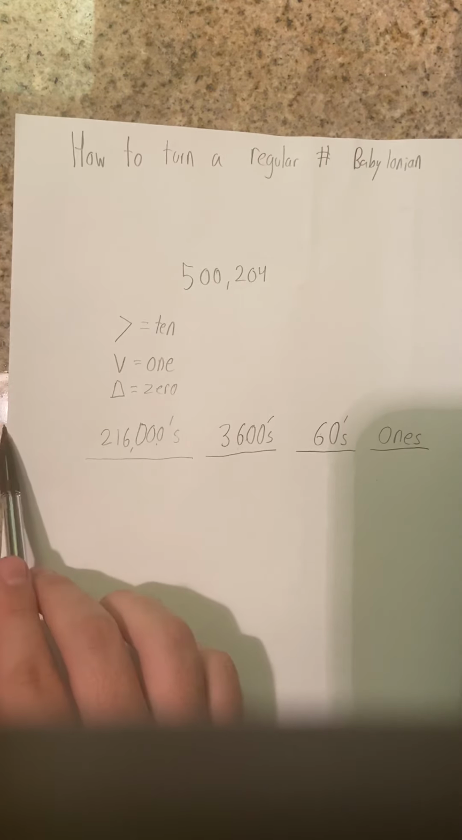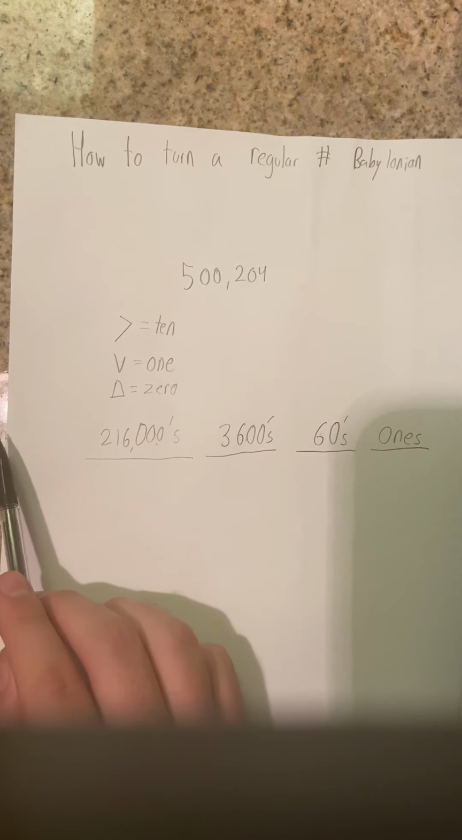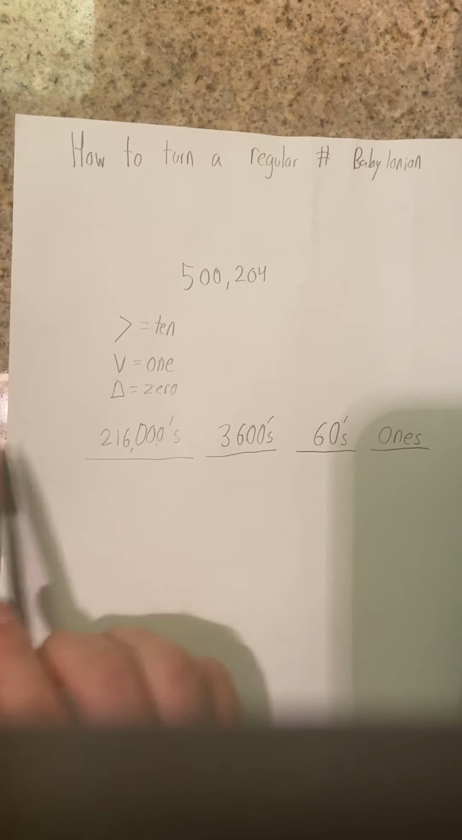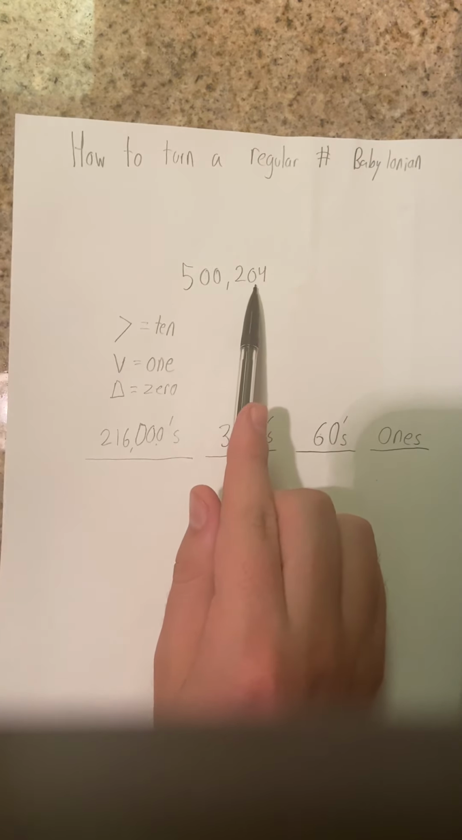And then there's also an even higher place value. I think it's like the 12,960,000ths place. But we're not going to use that one at all. Okay, so let's do 500,204.